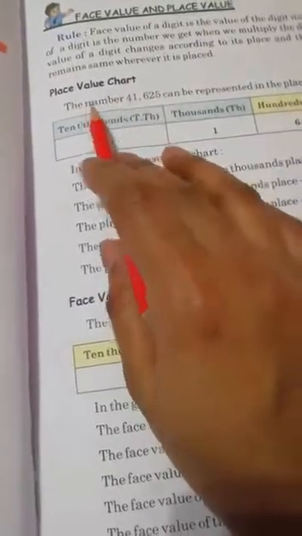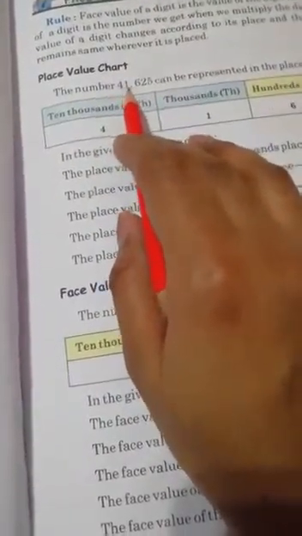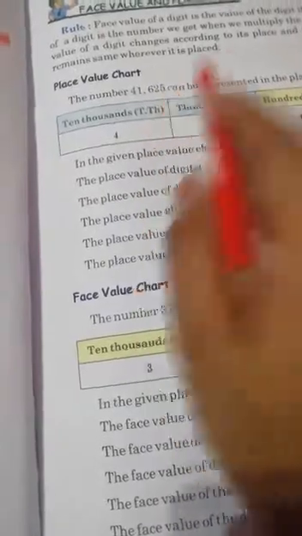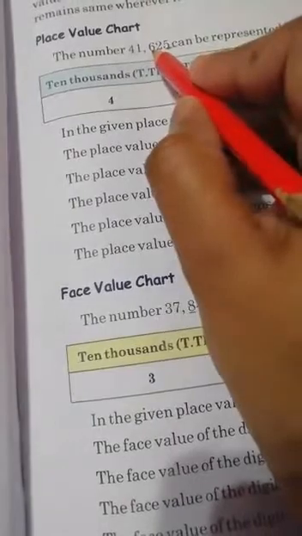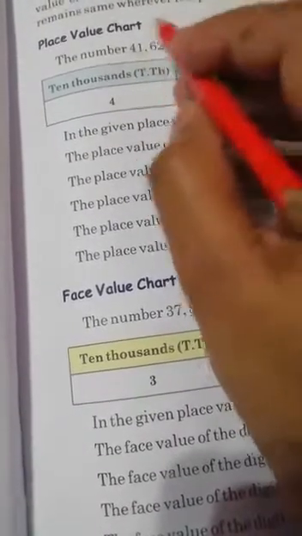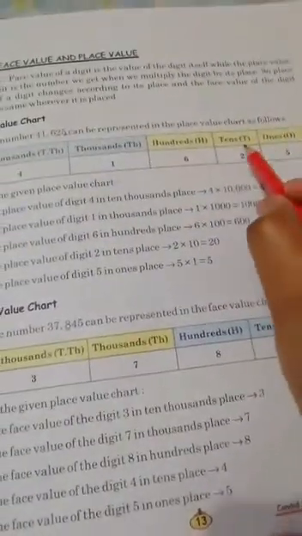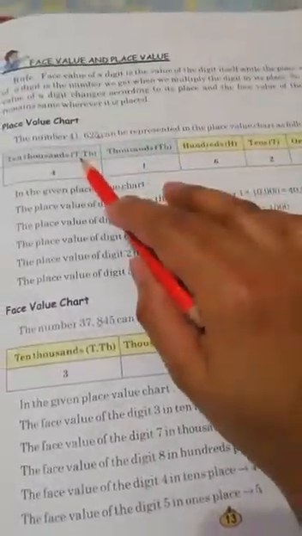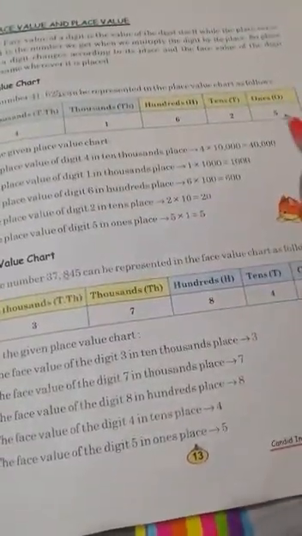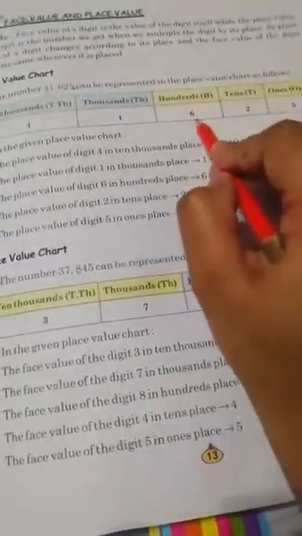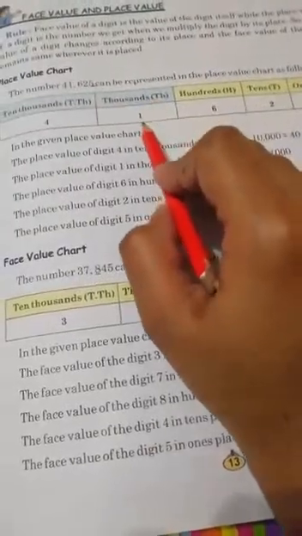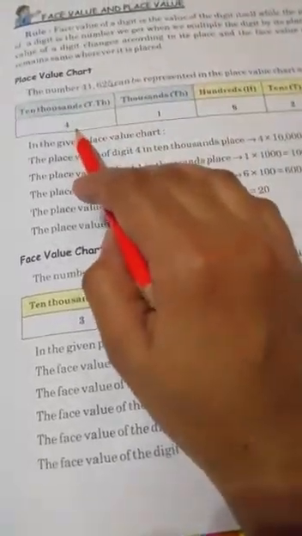This is your example. The number given to you is 41,625, right? So we know that 5 is in ones place, 2 is in tens place, 6 is in hundred place, 1 is in thousand place, and 4 is in 10,000 place. And you can see also ones, tens, hundred, thousand, and 10,000, right? So what is the face value of 5? 5 की face value 5 itself, 2 की face value 2 itself, 6 की face value 6 itself, 1's face value is 1 itself, and 4's face value is 4 itself.